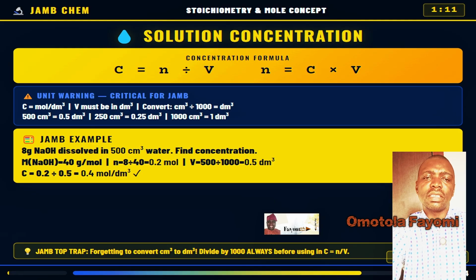Let's do the example. 8 grams of sodium hydroxide dissolved in 500 cm cube of water. Molar mass of sodium hydroxide: 23 plus 16 plus 1 equals 40 grams per mole. Then moles, 8 divided by 40 equals 0.2 moles. Volume, 500 divided by 1000, that equals 0.5 dm cube. Concentration, 0.2 divided by 0.5 equals 0.4 mole per dm cube. Don't let that unit conversion cost you marks.